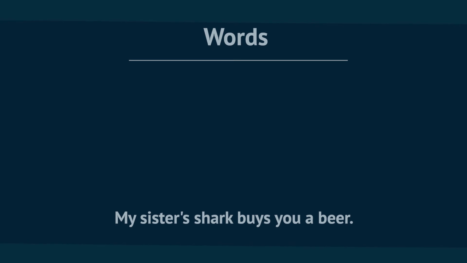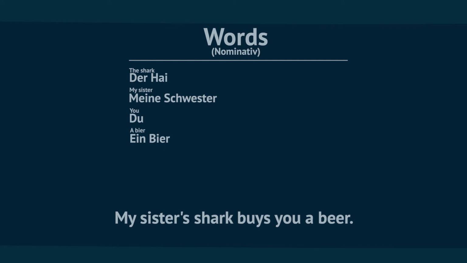Oh, by the way, the baseline case we use when we say words without any context is the nominative. So when you look up a word like the shark in, let's say, Google Translate, it'll come up as der Hai, which is in the nominative form. Meine Schwester, du, and ein Bier. So right off the bat, we can see this kind of possessive relation here, which is also the subject, my sister's shark. Now, the shark is the one actually buying the beer, right? So it must be in nominative and the sister in genitive.